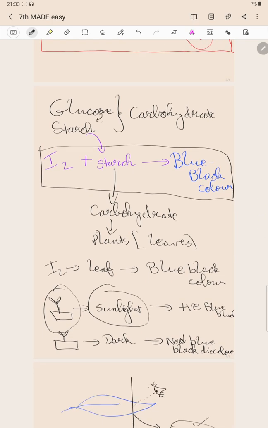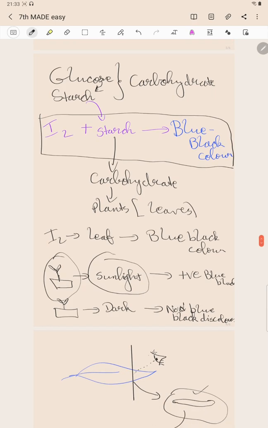Many glucose molecules combine together to form starch, which means that glucose is the building block for starch. Now when an iodine test is conducted on starch, it turns blue black in color. Okay, so this starch is a carbohydrate, and this test is usually done on leaves. It proves that leaves are the sites for preparation of carbohydrates.